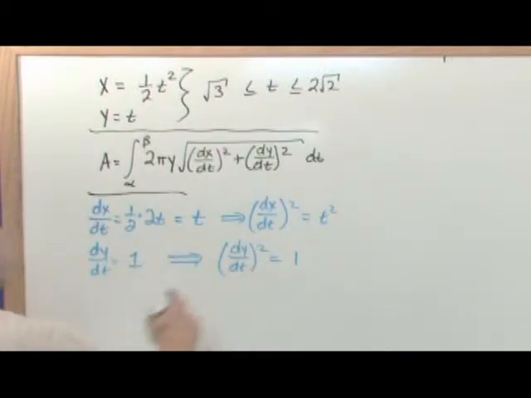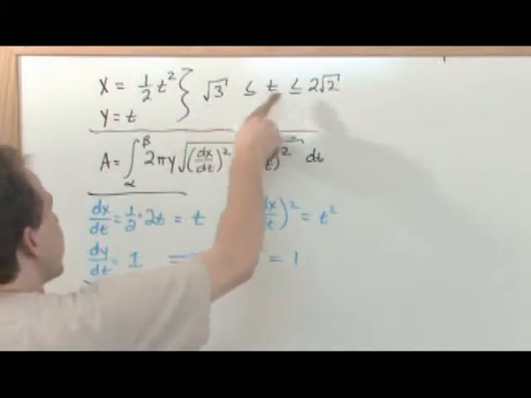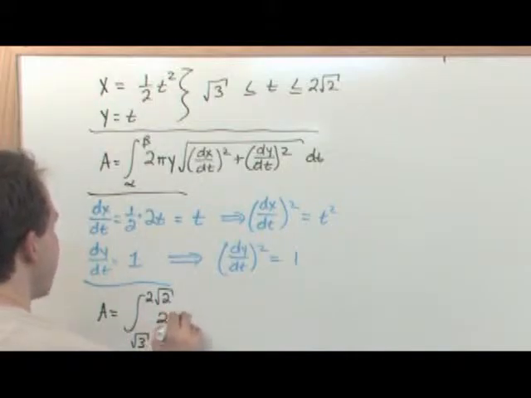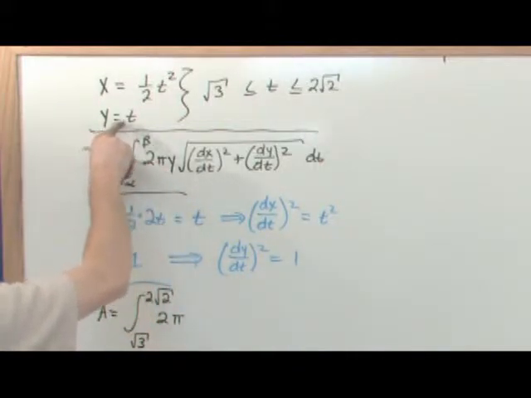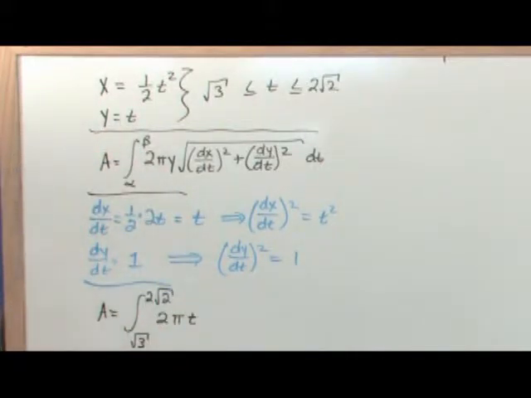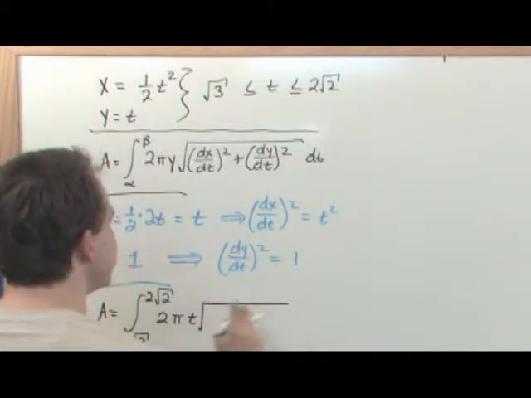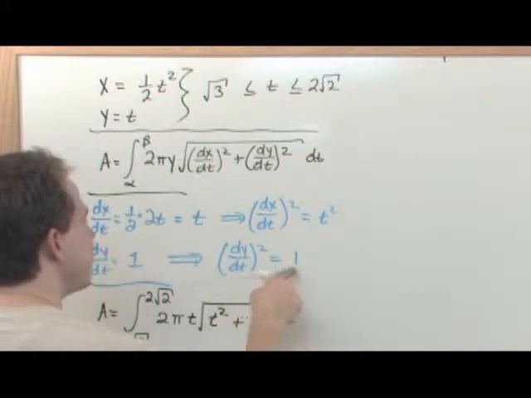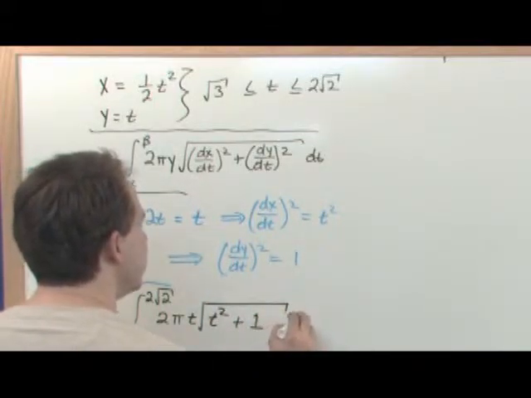So dx dt squared is t squared and dy dt squared is 1. So let's go ahead and put them into the relation for the area and see what we get. We're integrating from alpha to bravo, which is square root of 3 to 2 times the square root of 2. And what we're integrating is 2 times pi times y. Y is my function, so it's just t, times the square root of dx dt squared, which is t squared, plus dy dt squared, which is 1, dt.